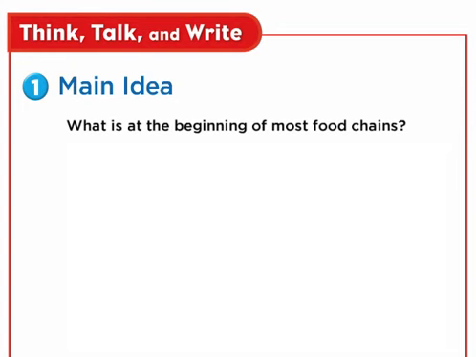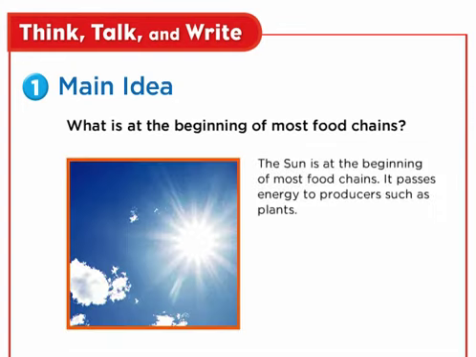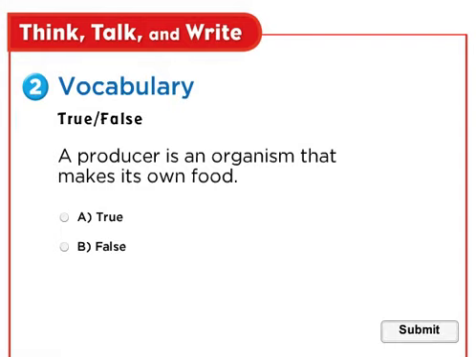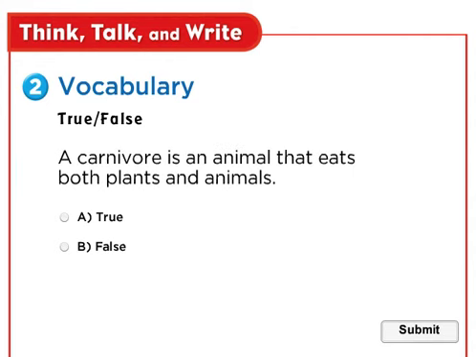What is at the beginning of most food chains? The sun is at the beginning of most food chains. It passes energy to producers, such as plants. Are the following statements true or false? A producer is an organism that makes its own food. A carnivore is an animal that eats both plants and animals.